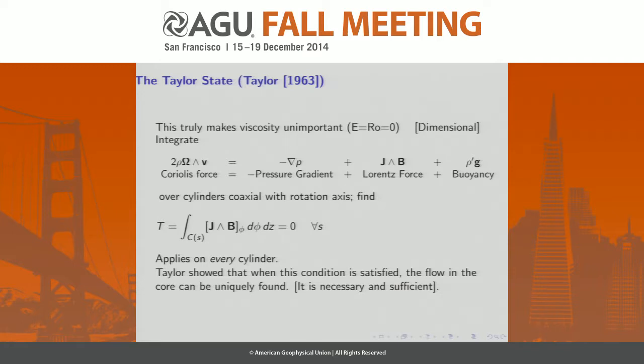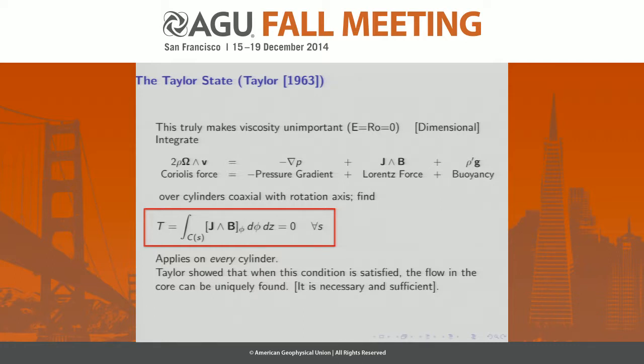And this is just to tell you where all this stuff comes from. So here's the equation of the force balance between Coriolis, pressure, Lorentz, and buoyancy. And what Taylor said was, when you integrate this thing over any cylinder coaxial with the rotation axis, you find this thing which I told you I would call T throughout. You find this thing must vanish. The Lorentz torque must vanish. J is the current density, B is the magnetic field.